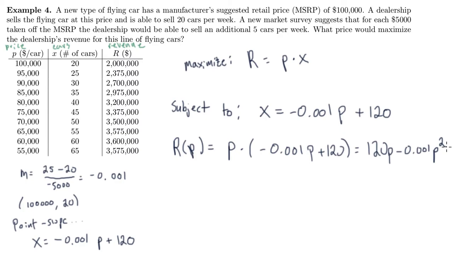All right. So now what about the domain? Well, for the price, we'll say that $100,000 is the maximum you want to sell the car for. That's the MSRP. And of course, the minimum, just a silly thing to say, you can't sell a car for a negative amount of money. So we'll say that the minimum is 0. So in other words, P is somewhere between 0 and 100,000.